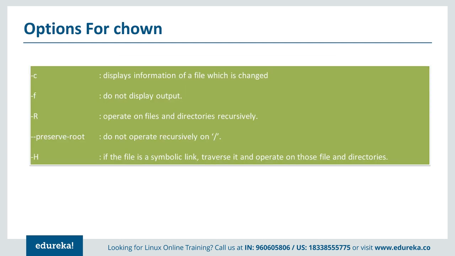Options for chown: -c displays the information of files which are changed. -f does not display output. -R operates on files and directories recursively. -H, if the file is a symbolic link, traverses it and operates on the files and directories.